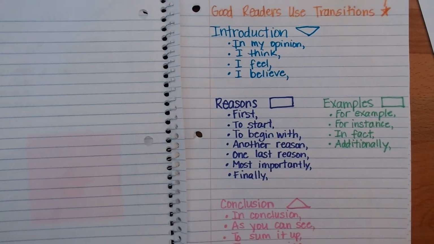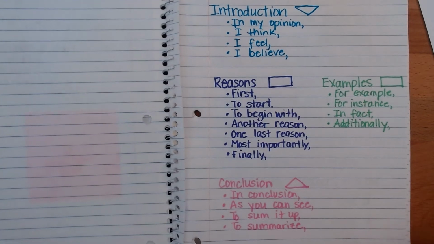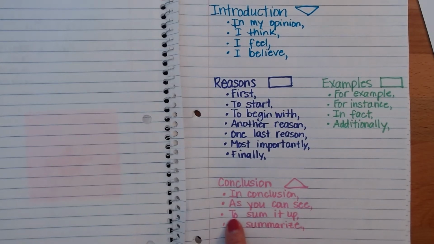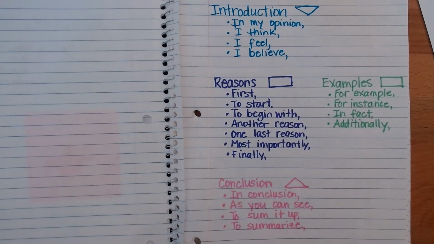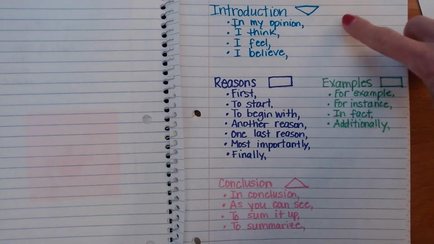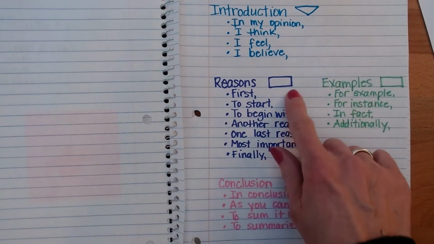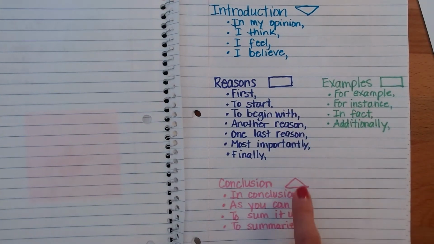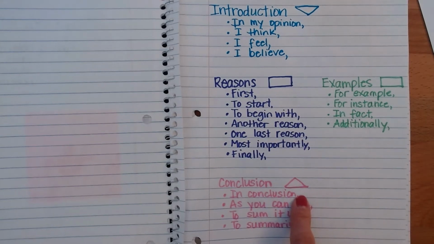When we get to our conclusion, that's our ending, that's our bottom triangle, you might say something like in conclusion, or as you can see, to sum it up, or to summarize. Those are some things that kind of wrap up your letter. That would be your 5th paragraph. So this would be your first paragraph. You would use these in your 2nd, 3rd, and 4th paragraph. And then this would be your 5th and final paragraph.